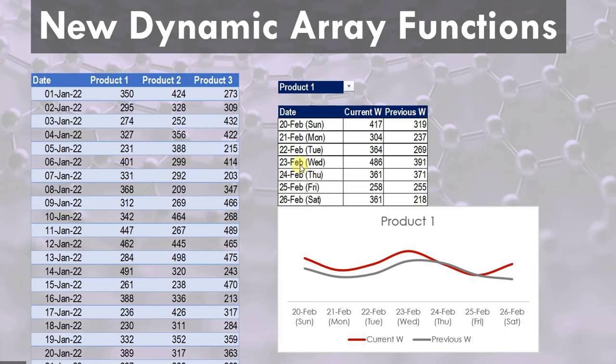Not only this, we have here a drop-down menu. We can select which product exactly, 1, 2, or 3. And also, we need this report to be dynamic. This means when we add new data, this last week will be updated according to the new data. And if we add more products or more columns to our table, the drop-down menu will be automatically updated and will allow us to select the new products from the drop-down menu. Let's go directly to Excel and see how we can do this together.